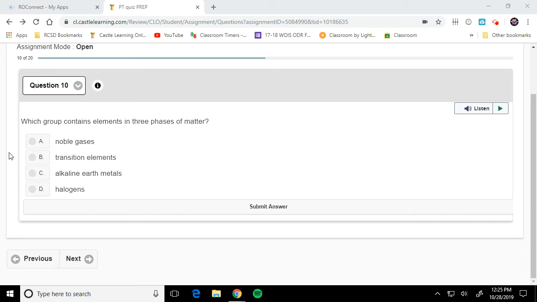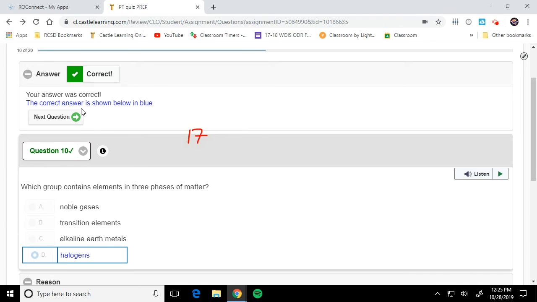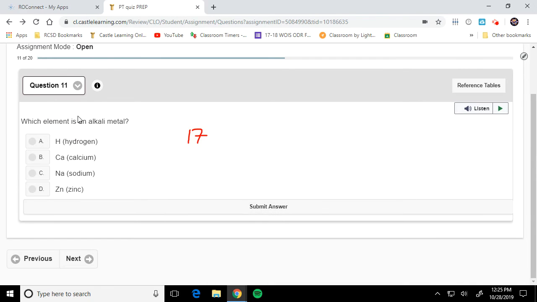So which group contains elements in all 3 phases? Ooh, this was a little tidbit. I told you. So this is group 17. Group 17 has gases up top, bromine's a liquid, and iodine and At, is that antimony, are the solids. Group 17's name is halogens. That is a definition question also. You need to know that kind of information. We talked about it in class.